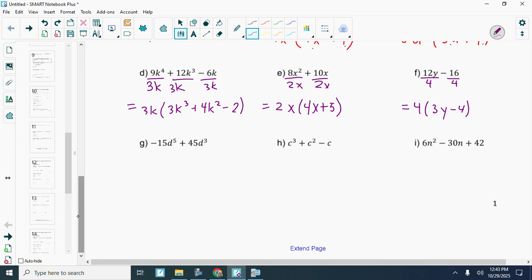Now, sometimes if one of the numbers is negative and it's the leading number, usually we will pull out the negative as well. So if the first number is negative, your GCF is also going to be negative. And we can take out a 15, D3. Equals negative 15 D3.